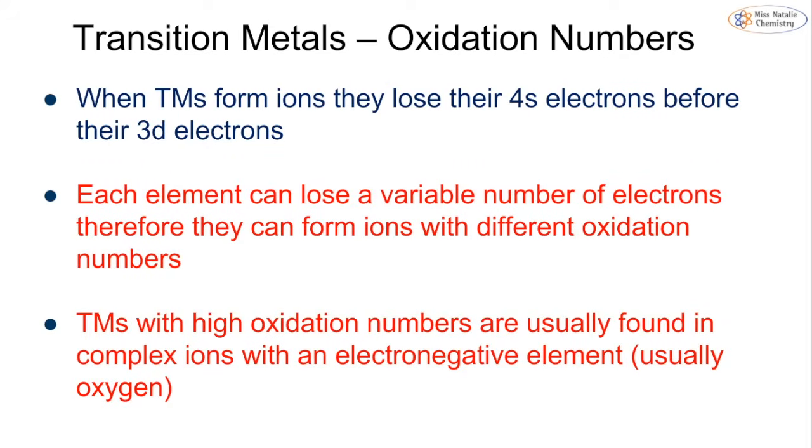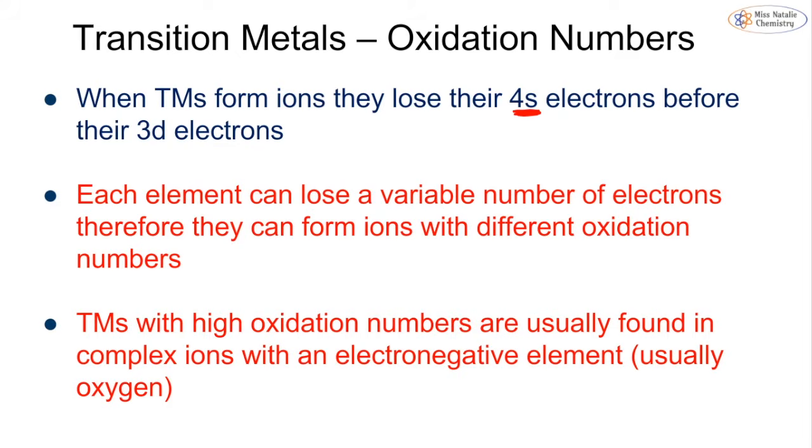Now, when transition metals form ions, they lose their 4s electrons first, then they lose their 3d electrons. So that's very important. If we get something that is a 2+ ion, it's because it's lost the 4s electrons, and then we still have some electrons in the 3d. And each element is very special because it can lose varying numbers of electrons. So this is a little bit different to what we've seen with our group 1 and 2 metals. Transition metals can have varying oxidation numbers, and that is quite unusual in comparison to group 1, which can only have 1+, and group 2, which has 2+.